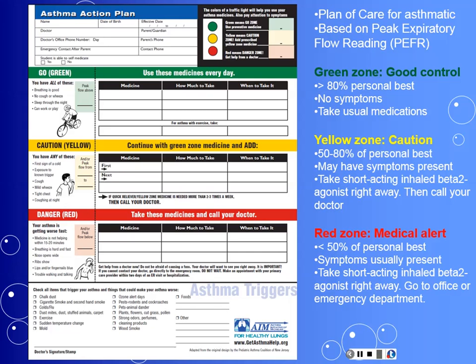Yellow zone is caution. So that's 50 to 80% of personal best. Okay, so they may have some symptoms present. They need to take that short-acting beta-2 agonist, that albuterol, and then they need to call their doctor. If they're in the red zone, that's where you're really worried. They're less than 50%. They've got symptoms. They need to take that short-acting beta-2 agonist, and they need to go see someone, be it the PCP at the office, be it the ER. Somebody needs to lay eyes on them.